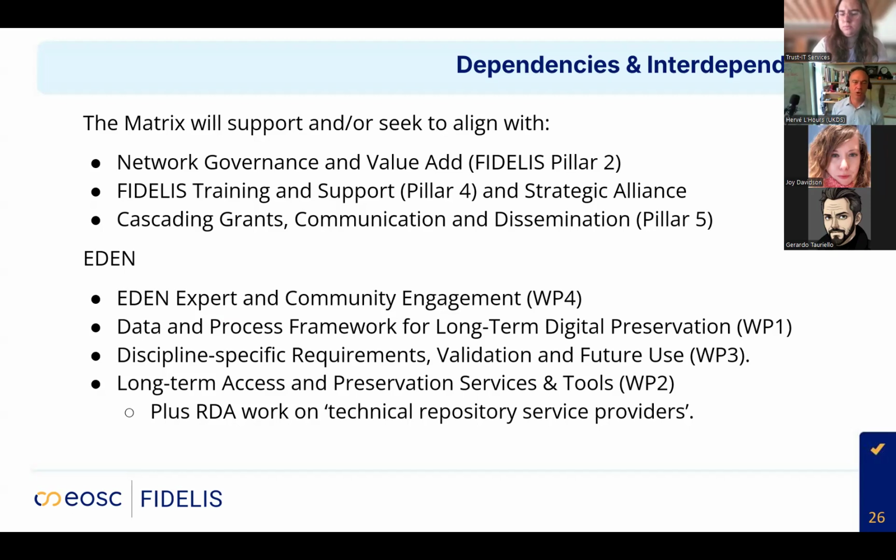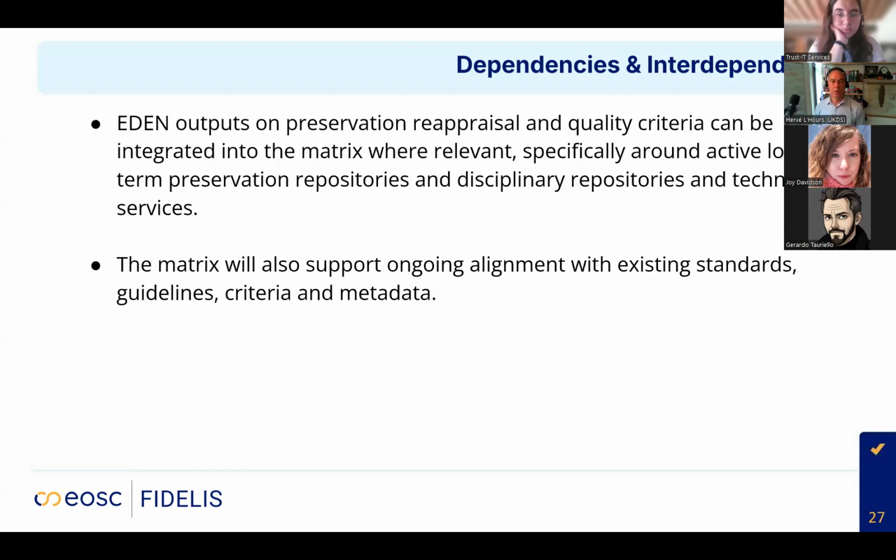But on the sister project on EDEN, we'll be looking at aspects of the expert and community engagement, the data and process framework for long-term digital preservation, the discipline-specific requirements for validation and future use, and the long-term access and preservation services and tools. There's also ongoing work with a related set of data venues, which is the Research Data Alliance work on technical repository service providers, looking at, again, a similar set of criteria which we hope to fold into this superset of matrix activities and functions. And this is where the dependencies and interdependencies mean that we do need to be extremely flexible and that we can't be too prescriptive about a lot of this.